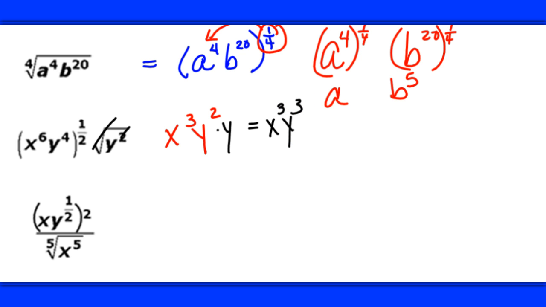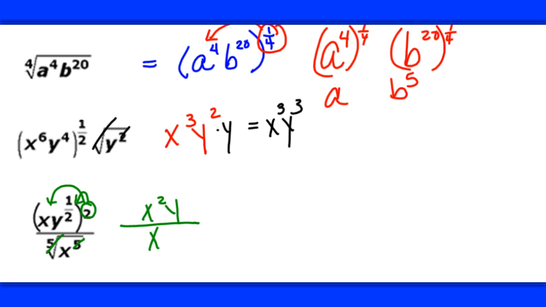Now again, as we go along, these get progressively more difficult. Take it piece by piece. Let's take this 2. Let's give it to the x and make it x squared. Let's give it to the y to the 1/2 power. 1/2 times 2 is 1, and that's a y. And then down on the bottom here, the 5th root of x to the 5th, since this is an exponent of 5 and this is a root of 5, they cancel out, and that leaves you with an x.